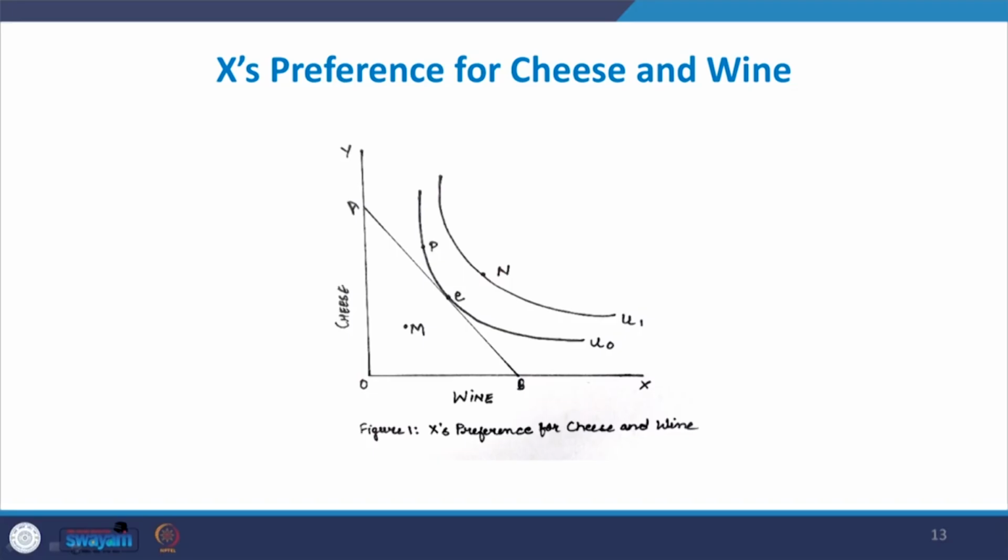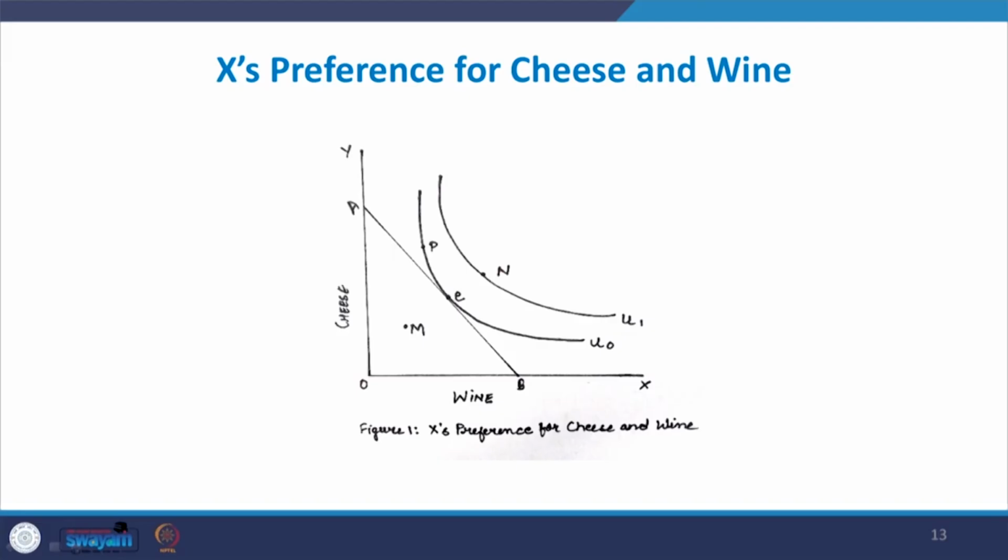Any point on the AB line is called a feasible solution. Under the given budget constraints, consumer X can purchase any bundle of cheese and wine if it is on the AB line or below the AB line, in the triangle OAB. Any point lying on AB or below AB in the triangle OAB is called a feasible solution. Like M is feasible, but not efficient, because here the entire budget is not utilized to consume at point M.